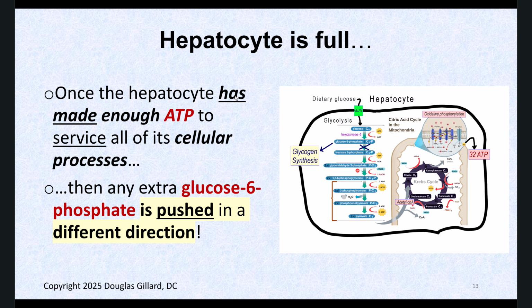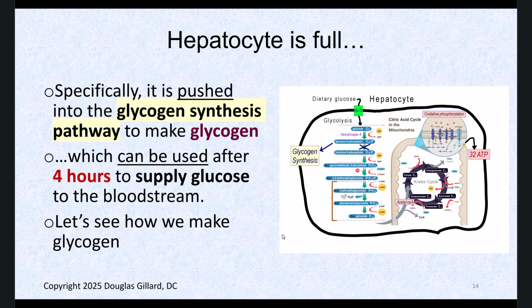So yeah, everything we said. Once the hepatocyte has made all the ATP, then we have extra glucose 6-phosphate to go a different direction. And here I drew it in. It's not going to go this way anymore because all these enzymes are blocked from high levels of ATP and high levels of citrate. And there's other regulators as well. Instead, it's going to go a different direction, and it's going to make glycogen. Specifically, it's pushed into the glycogen synthesis pathway, which can be used after the 4 hours has expired, and we've said that already.